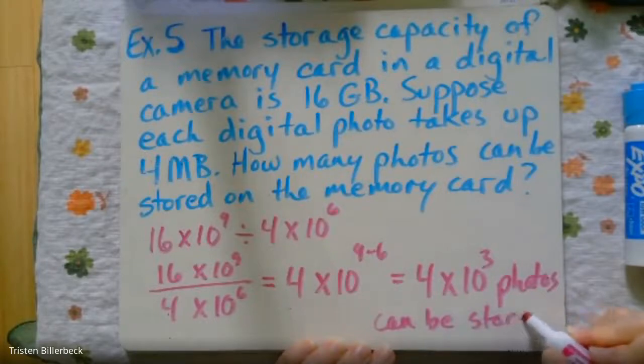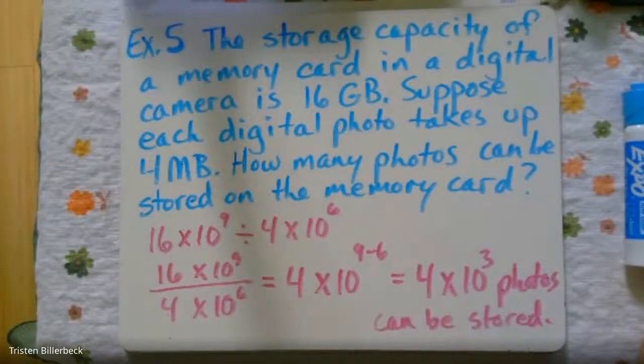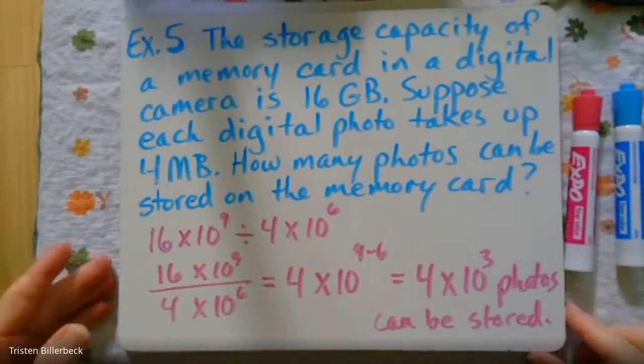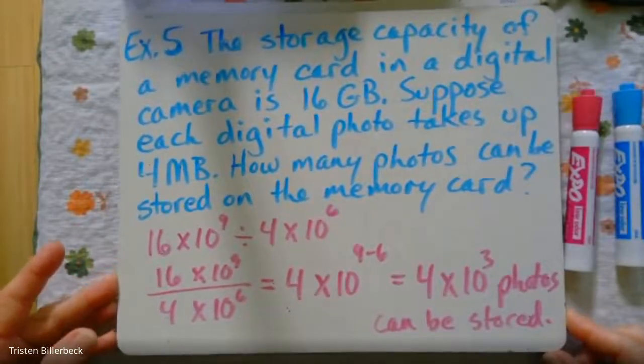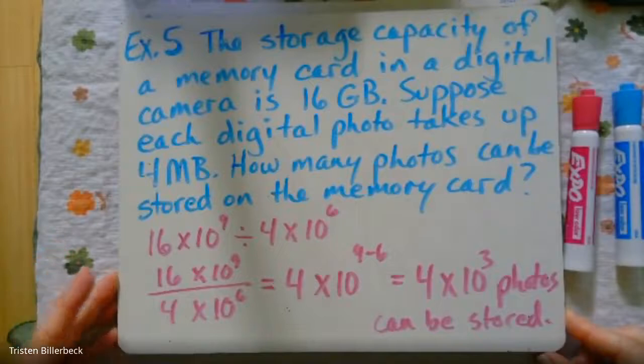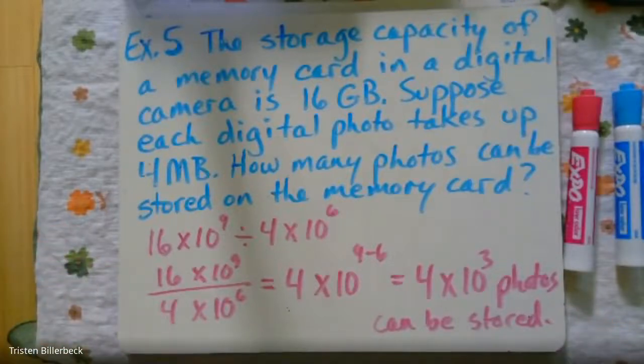Do you know how many photos that is? Well, 10 to the 3rd is 1,000, so that means 4,000 photos can be stored on a memory card that's 16 gigabytes. So that's kind of cool. 4,000 photos, that's a lot of photos. I took about 300 photos when I went to Africa. So that's a lot of photos, 4,000 photos.